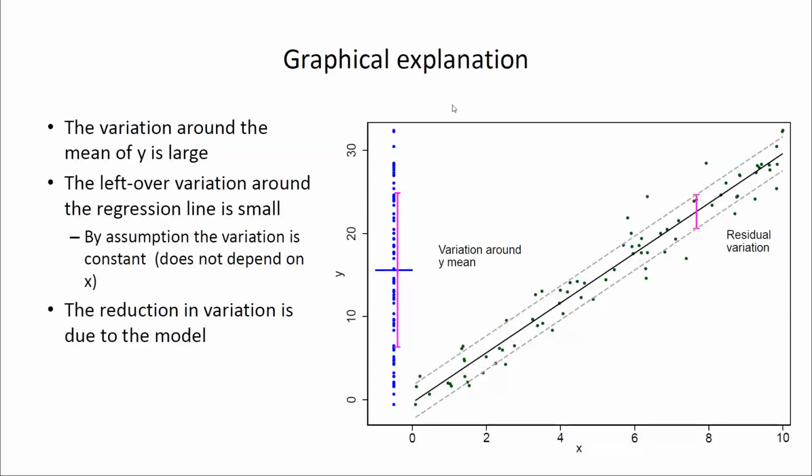Here is a graphical explanation of the decomposition of the sums of squares. So we have some data here and one x variable. And you see that a regression line is fit to this data. And the same data is also over here in blue. So you see this point is that point, this point is this point, and so forth. So this is the same data without the x variable.